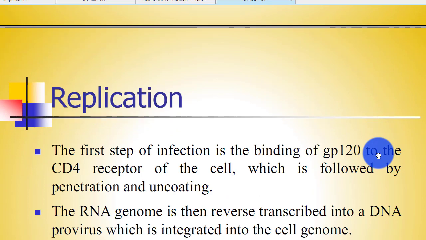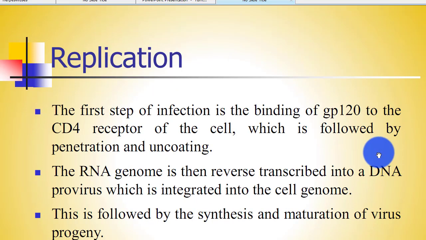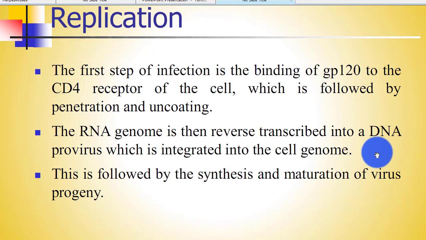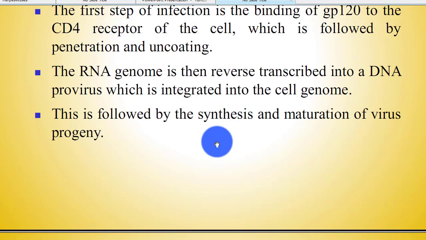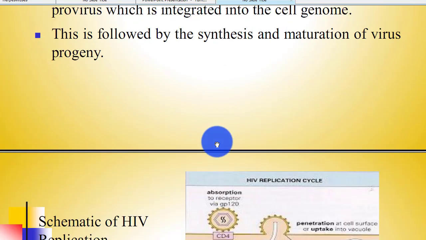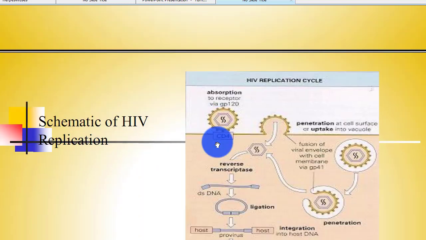Replication. The first step of infection is the binding of gp120 to the CD4 receptor of the cell, which is followed by penetration and uncoating. The RNA genome is then reverse transcribed into DNA, which is integrated into the cell genome. This is followed by the synthesis and maturation of the virus progeny.